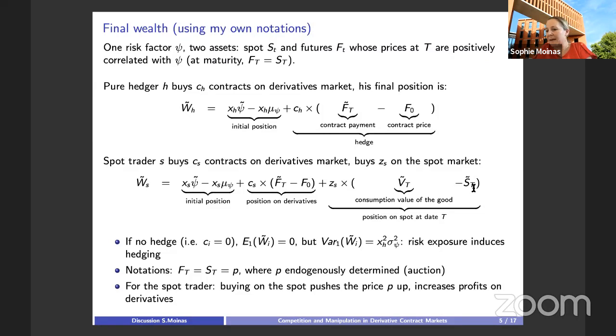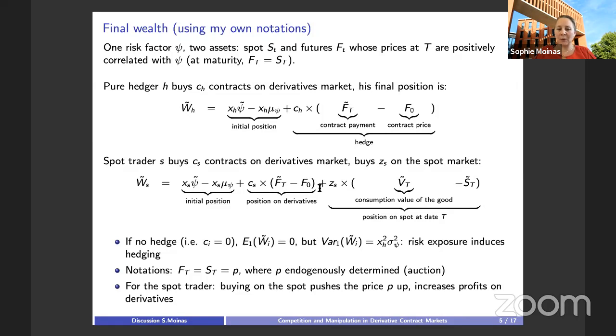And so if they buy the asset at the spot price ST, they are going to receive the consumption value of the good, okay? So in this model, you see that if people do not hedge, on average, they have an expected wealth of 0, but obviously there is some variance. So they may buy or sell contracts on the derivative market in order to reduce their risk exposure, okay?